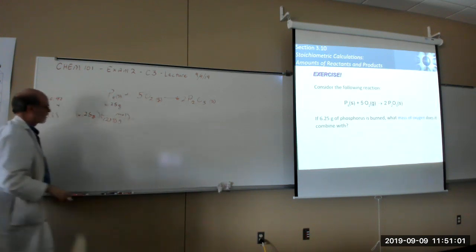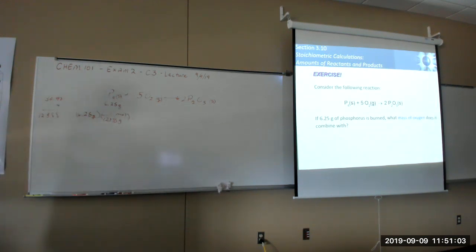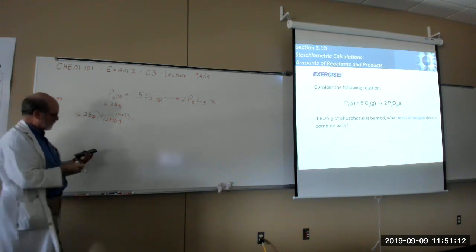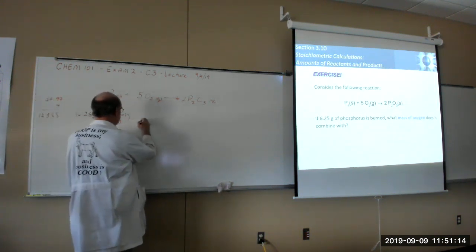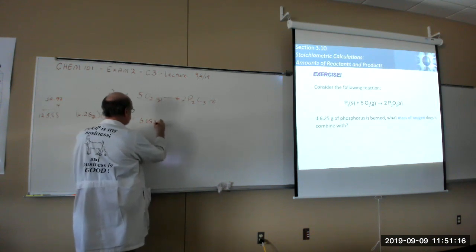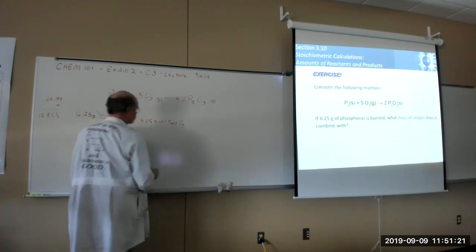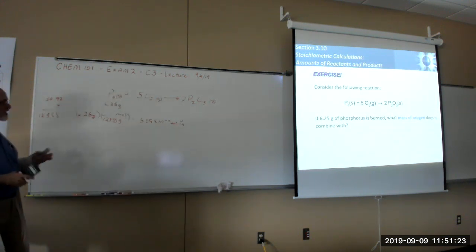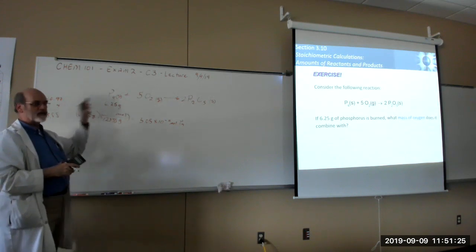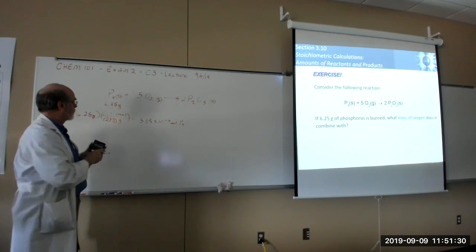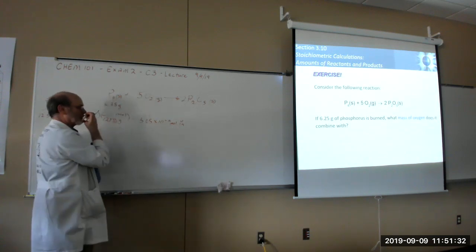Okay. So 6.25 divided by 123.88 is 5.05 times 10 to the minus 2 moles of P4. Okay, so that's how many moles of P4 you've got. Now that you've got moles, you can go anywhere in the equation. So we're going to go from here to here.